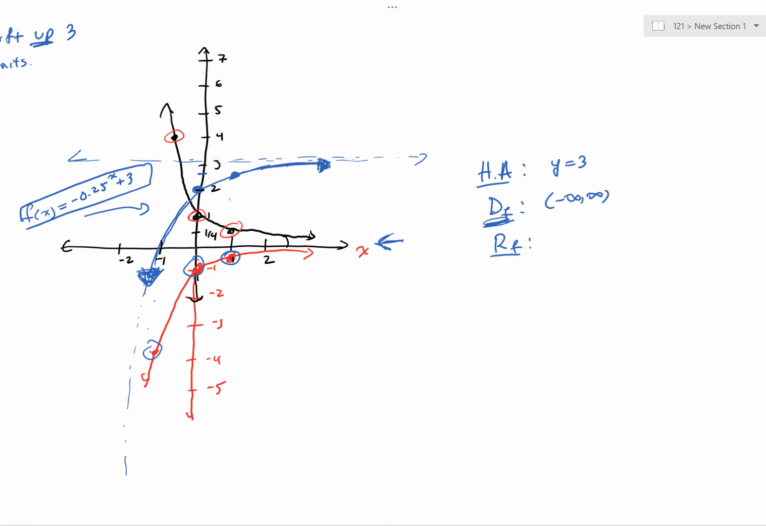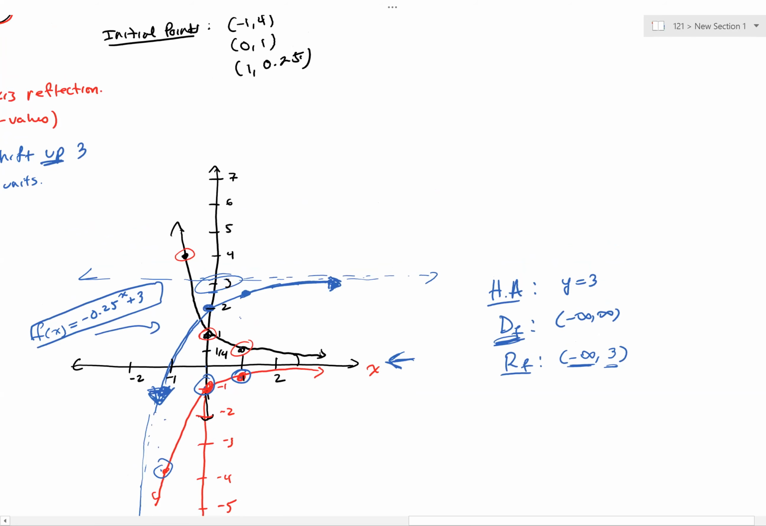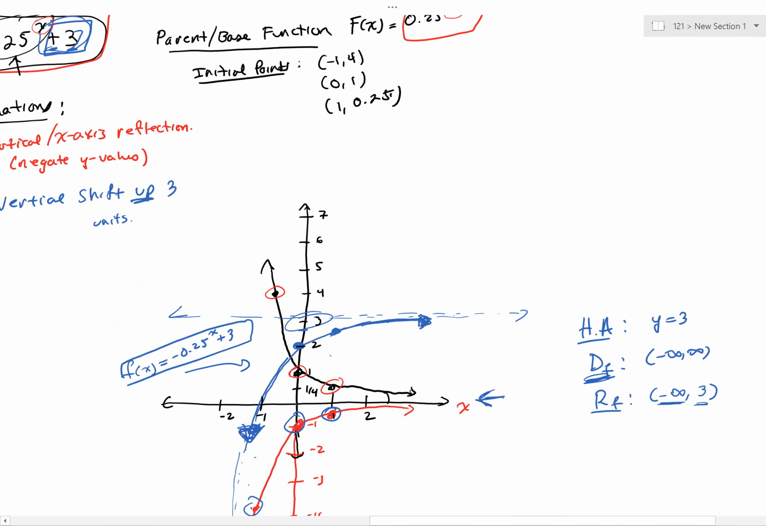So the range of f here can go as low as it wants, down to negative infinity, so it's going to start at negative infinity. But the highest it gets is y equals 3, but it doesn't even get there, so we have to exclude that. So in interval notation, that would be the range: everything negative, as you can imagine, all the way up to 3, but not including 3. So that's it for the fourth function.